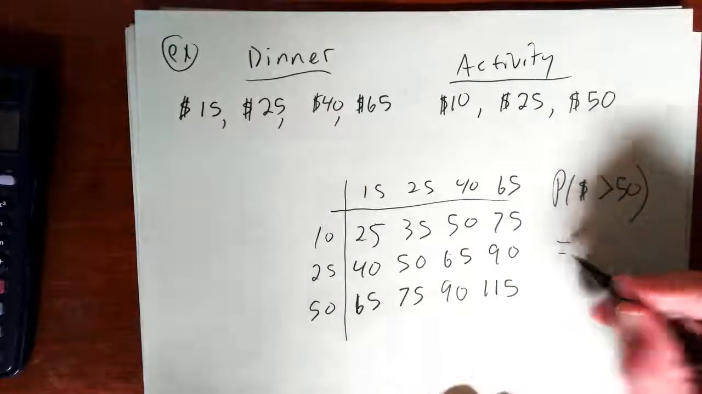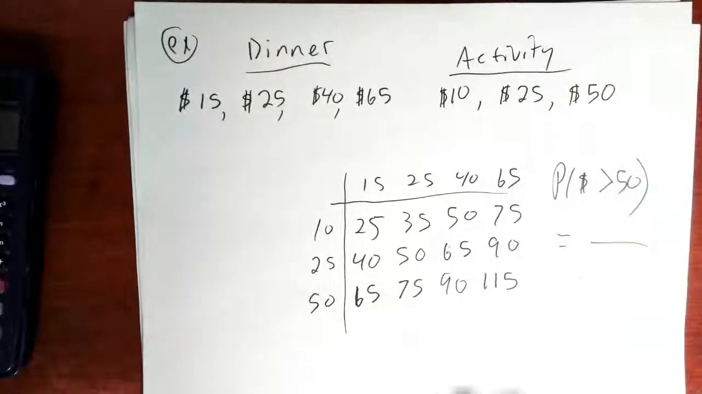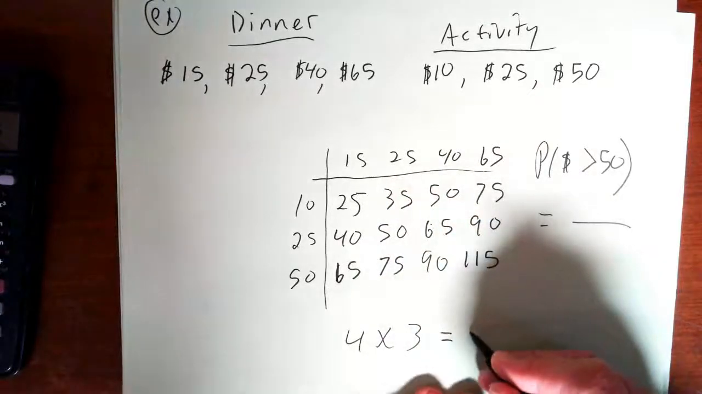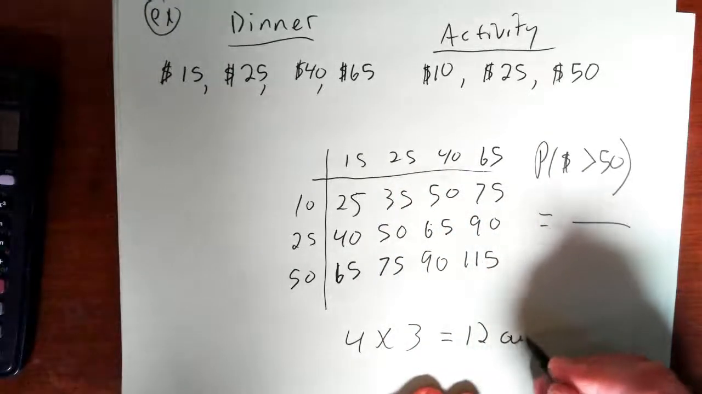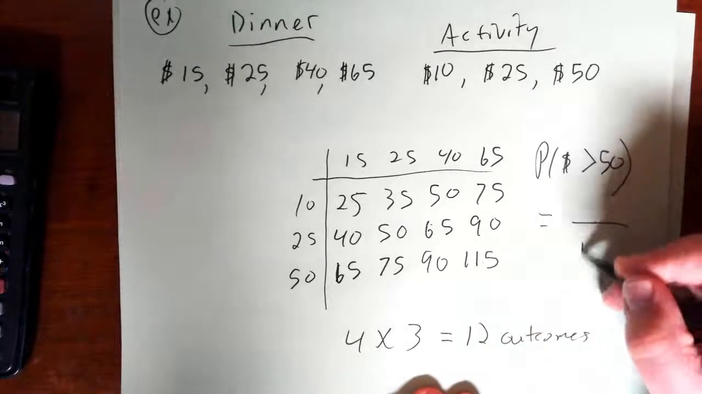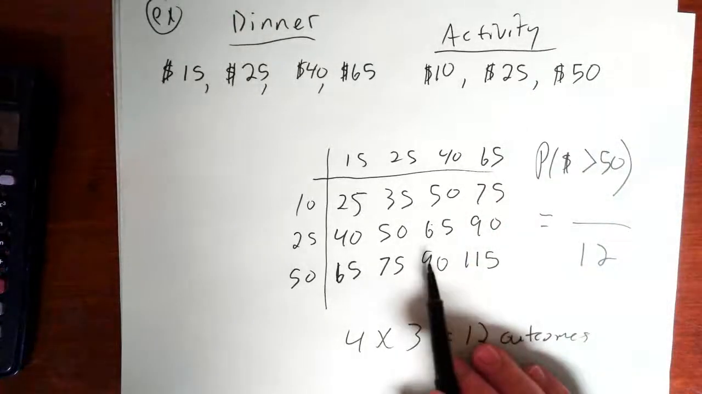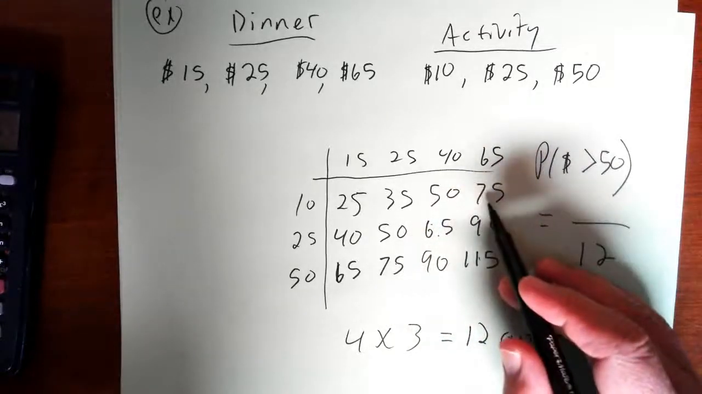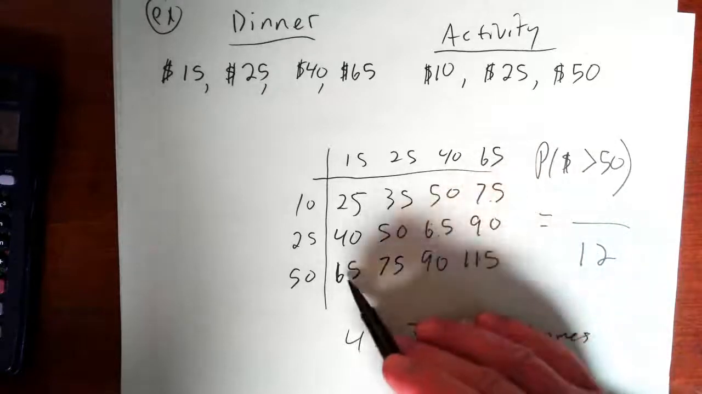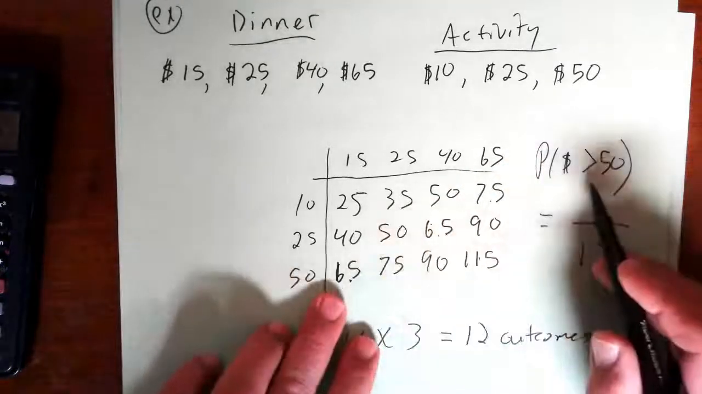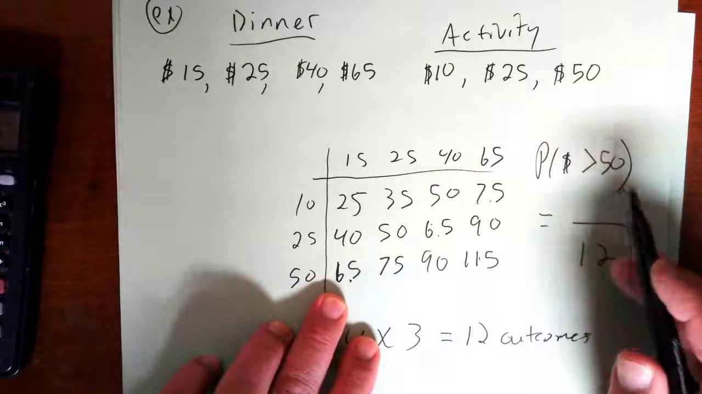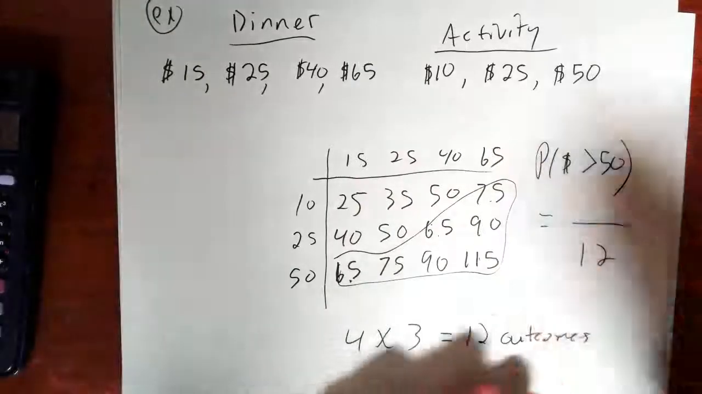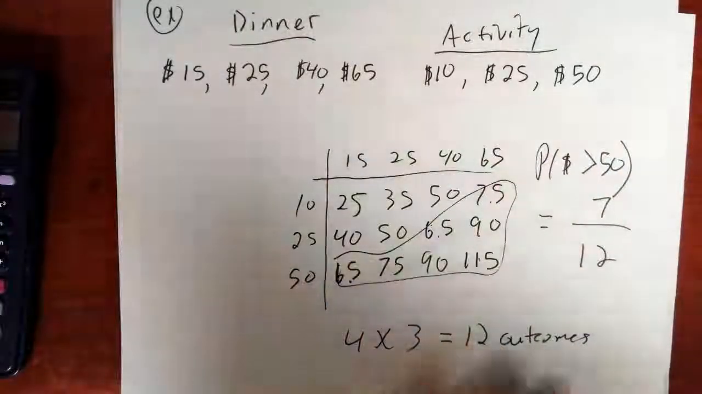And so now if I wanted to know how many are greater than or equal to 50, well, this square is like 4 times 3, and that's going to be 12 outcomes. So my bottom number is 12. And then greater than or equal to 50, there would be 1, 2, 3, 4, 5, 6, 7. I'm sorry, not greater than or equal to. This was strictly greater than 50. So it would be these dates are strictly greater than 50. So 7 out of the 12.